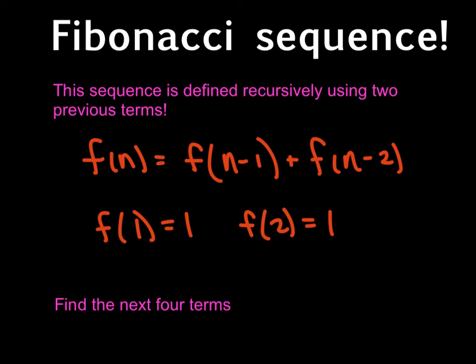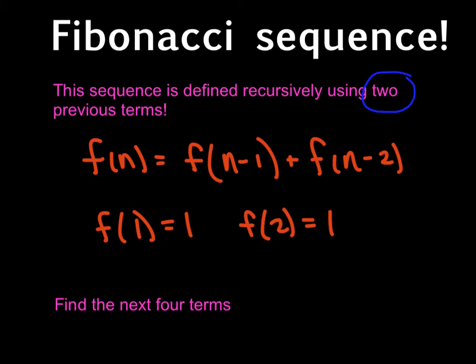So one of the most famous sequences in mathematics is called the Fibonacci sequence, and this can be related to all sorts of things, whether it turns into math, to music. This is a really famous sequence. So this sequence is defined recursively using 2 previous terms. So we've only done some recursive sequences with one previous term, but now we're going to be given two.